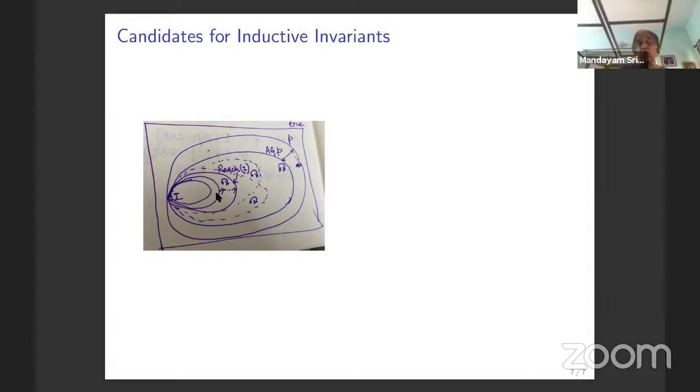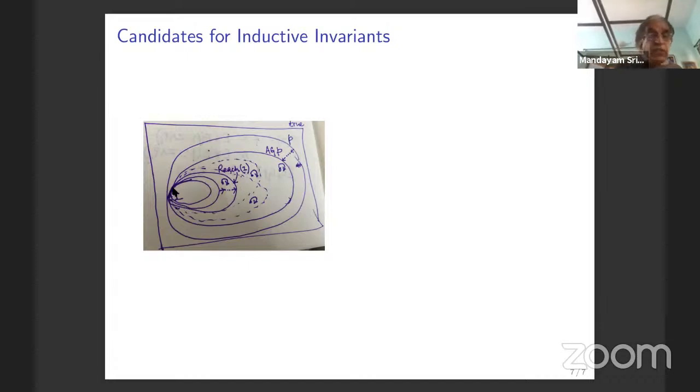What we have seen so far is the least fixed point, which computes the strongest inductive invariant that is good enough to satisfy the property. Or you could do this backward Kleene iteration, which gives the weakest. But there could be so many other inductive invariants that can be used as candidates.